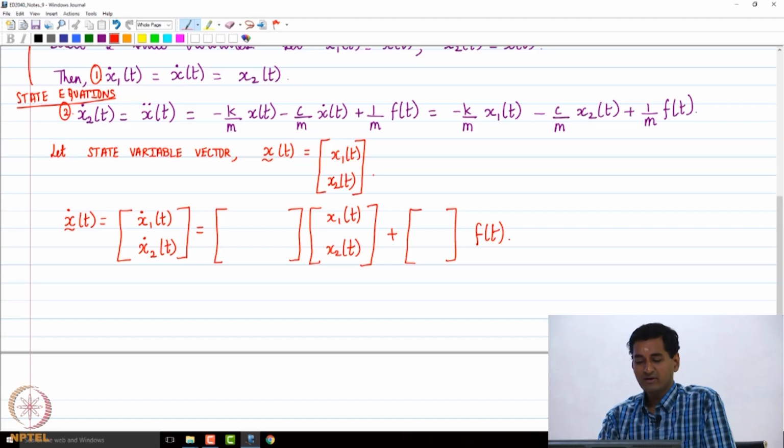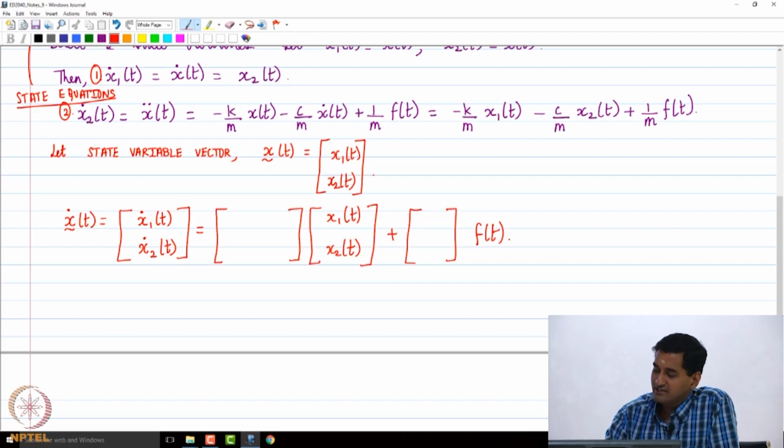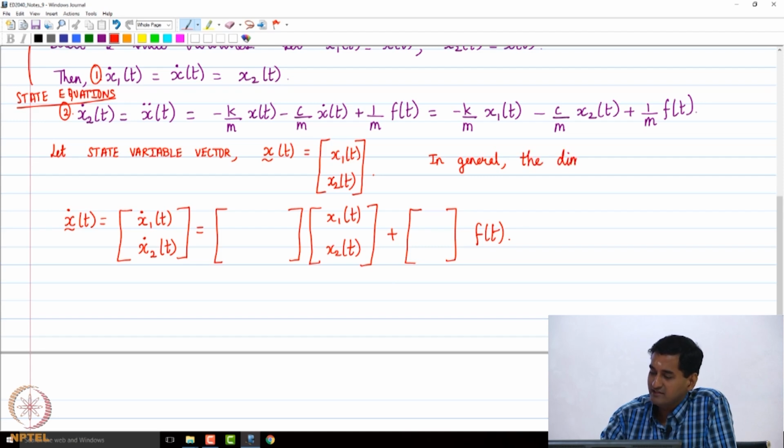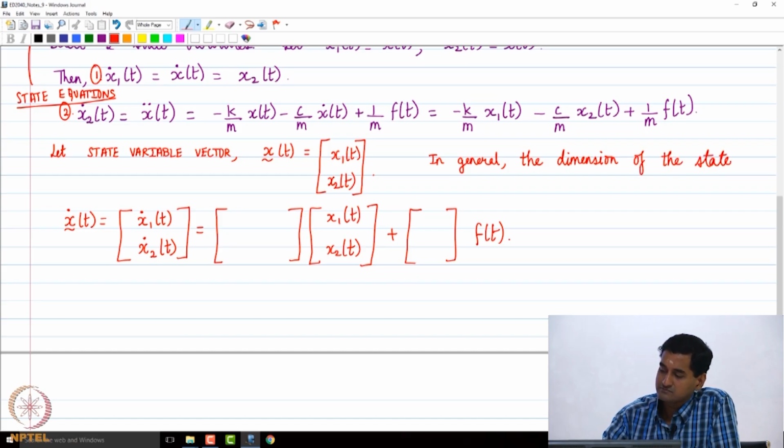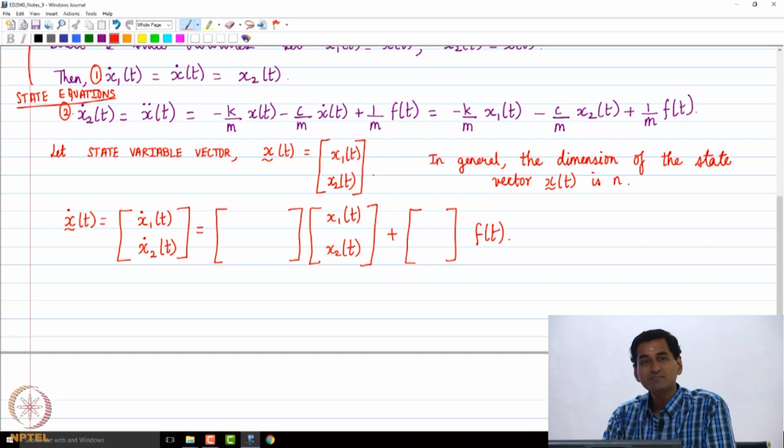What I have done is collect the n state variables as an nth order state vector. In general, the dimension of the state vector x of t is n. That's easy to see, because you just arrange the n state variables. In this case, it's 2. We have 2 state variables.